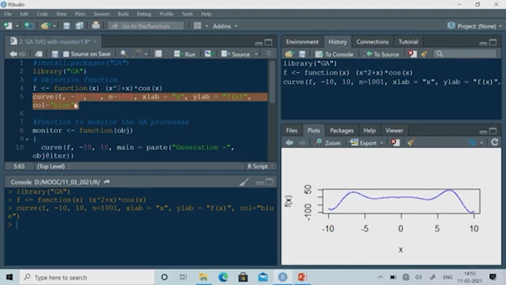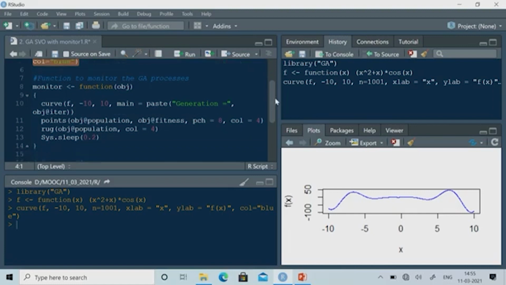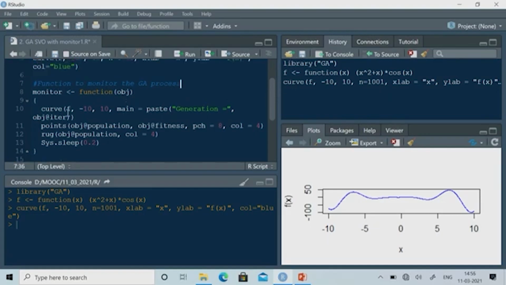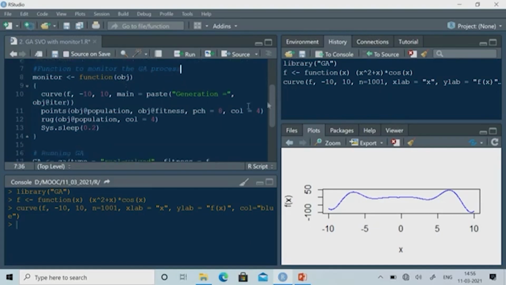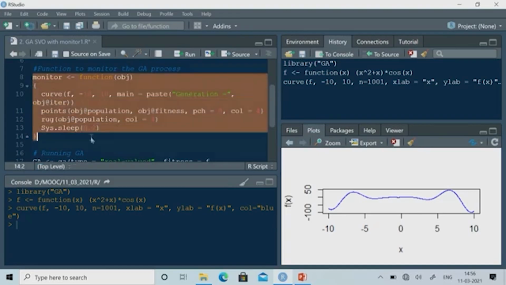So, I think up to this line we have already discussed, and I think now you are familiar with these two lines. Now, next is that I would like to monitor the progress. So, monitor the progress of GA, or monitor the GA processes. So, now I would like to monitor the GA process, and for that I have to write this monitor function. So, I am explaining.